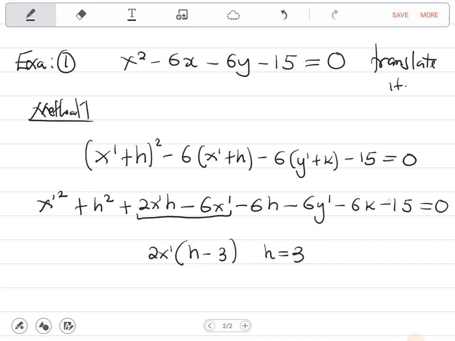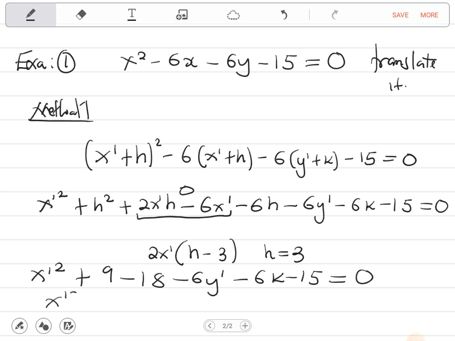Now, like I said, there is no other term where I can manipulate k. If you look out here, there is none. But since I've already found h, I can replace it back. Here, h will give me 9. If I place h here, I'll get 0 here. So just 0. If I place h, I'll get negative 18 minus 6y prime minus 6k minus 15 is equal to 0. So this will be x prime squared.